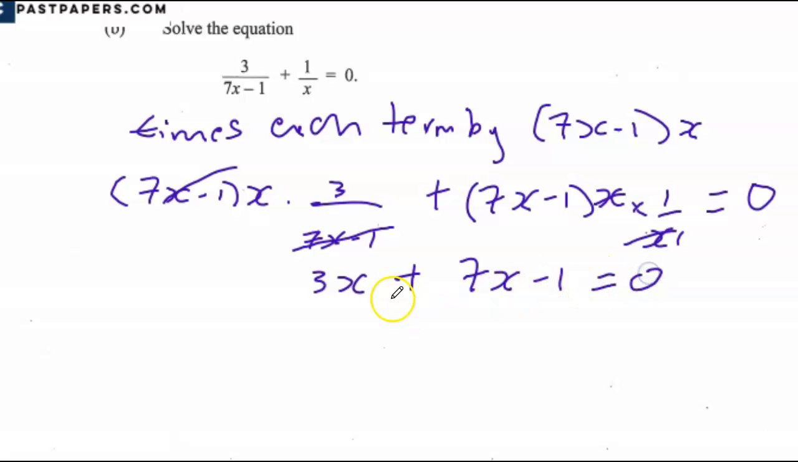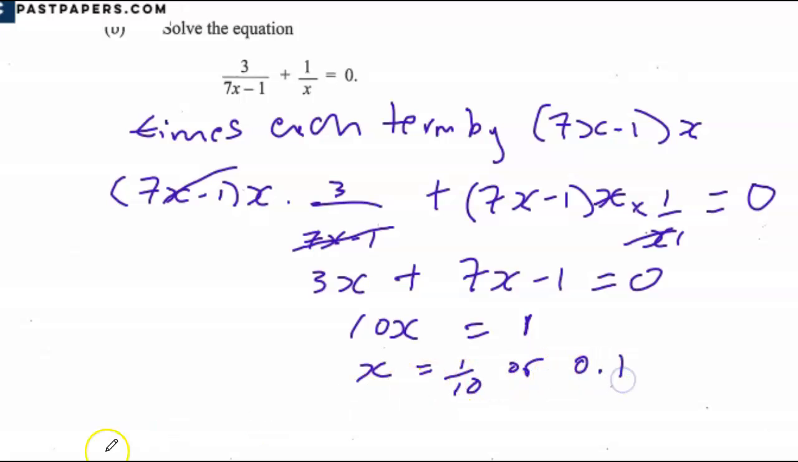Equal to 0. And of course, group like terms. So the 3x and the 7x, that's 10x. It's minus 1, we can move over here, that's positive 1, right? Divide both sides by 10. So x equals 1 over 10, or 0.1.